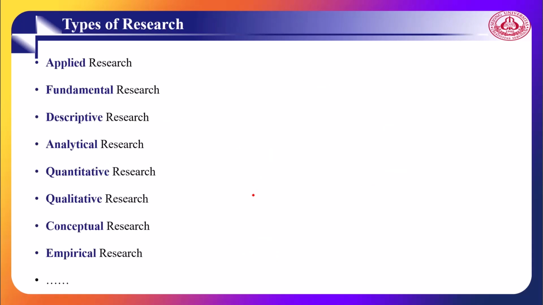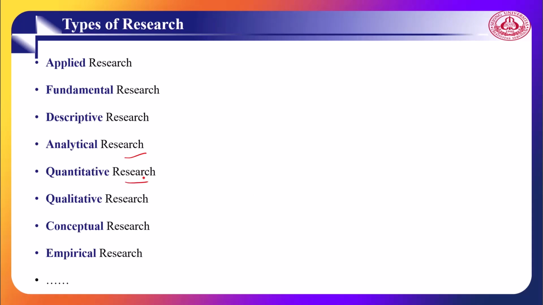So now we come to the point of types of research. How many types of research we have? We have applied research. This applied research is to solve practical problems and develop solutions that can be applied in real world settings. It can be fundamental research that is normally used to expand theoretical knowledge. It can be descriptive research that is usually used to describe characteristics or phenomena without manipulating variables. It can be analytical research that is to analyze and interpret data.